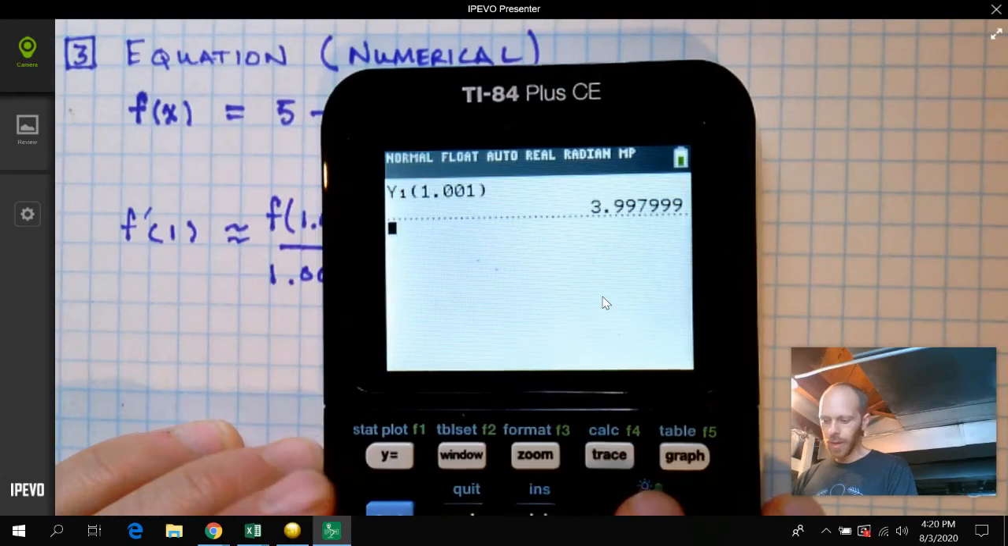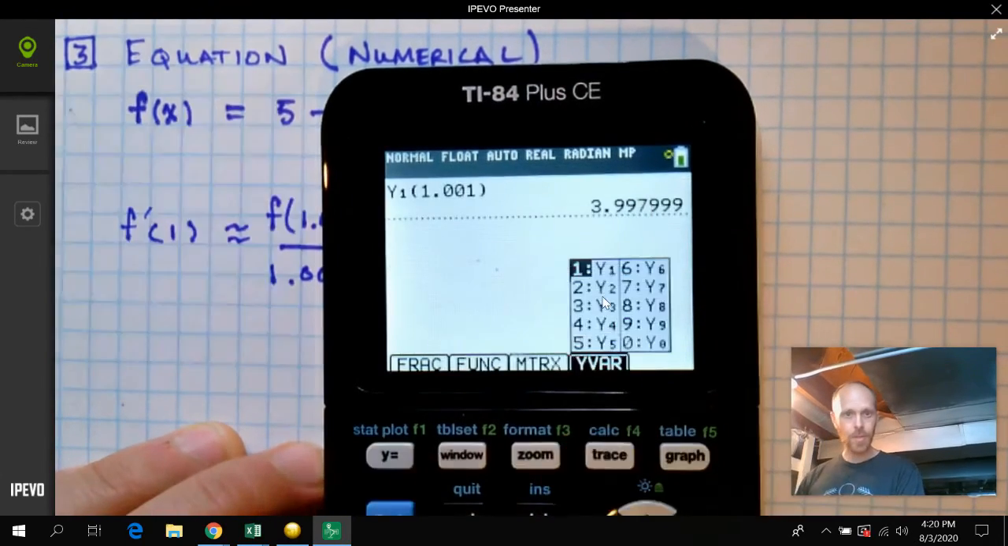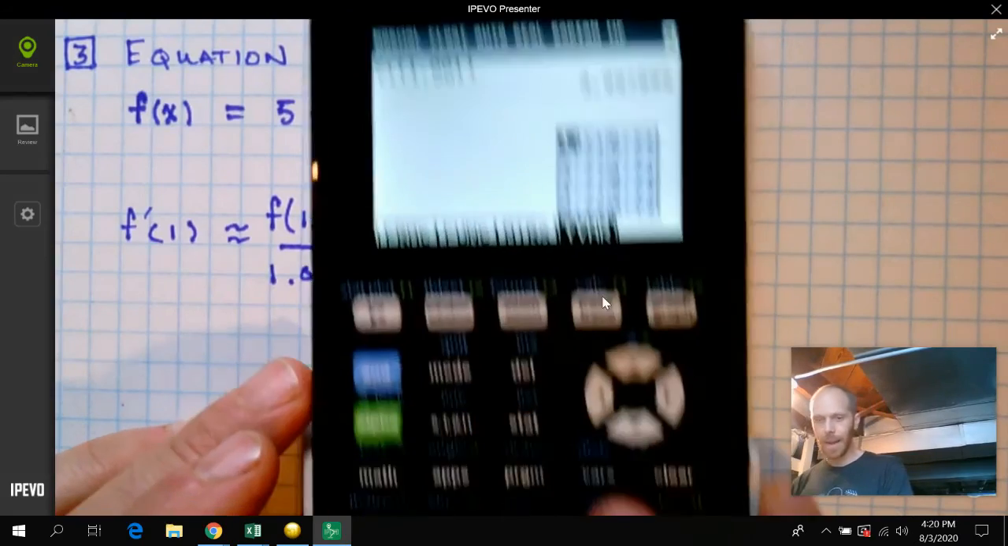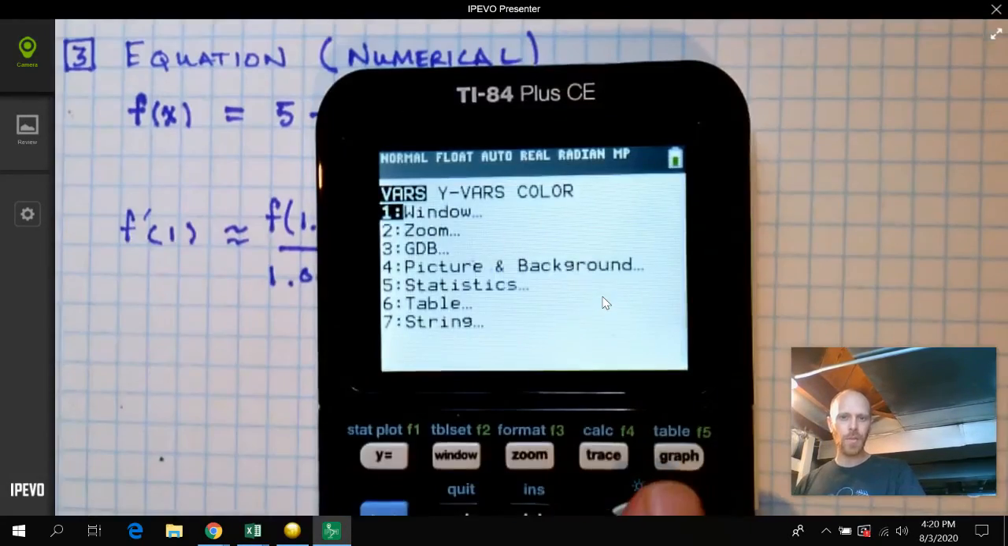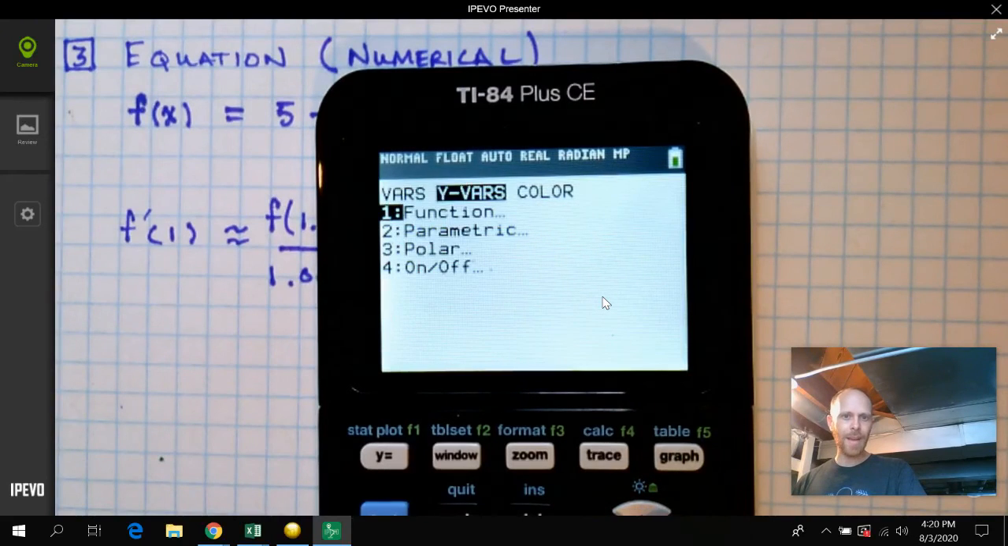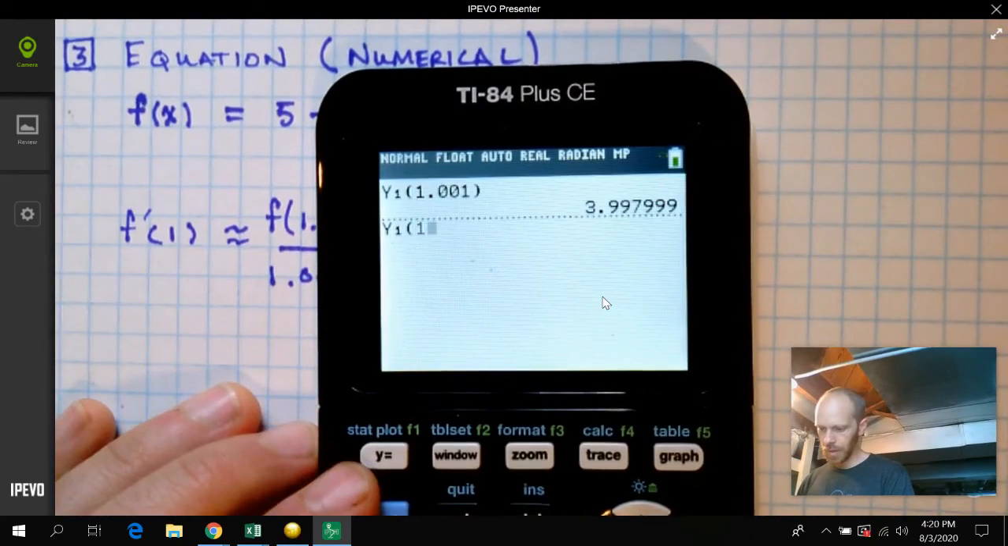If that didn't work, if the alpha trace didn't give you what you wanted, there's another option. It's this. You can hit vars. Vars is for variables, and then you can go to y vars, and you can pick function, and then you can choose y1, and that will do the exact same thing for you.